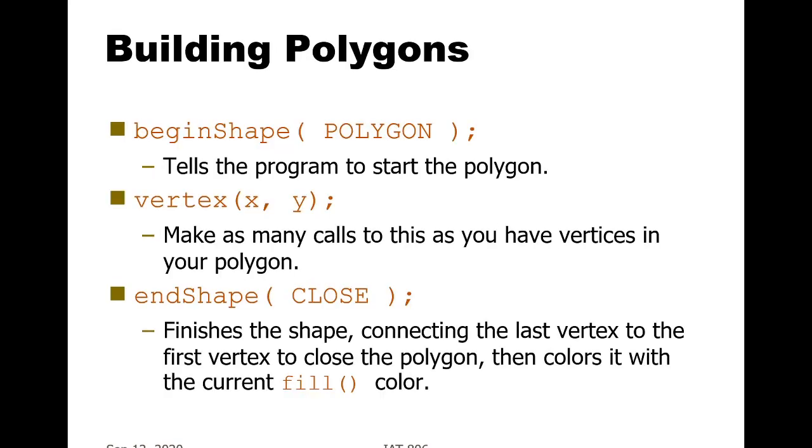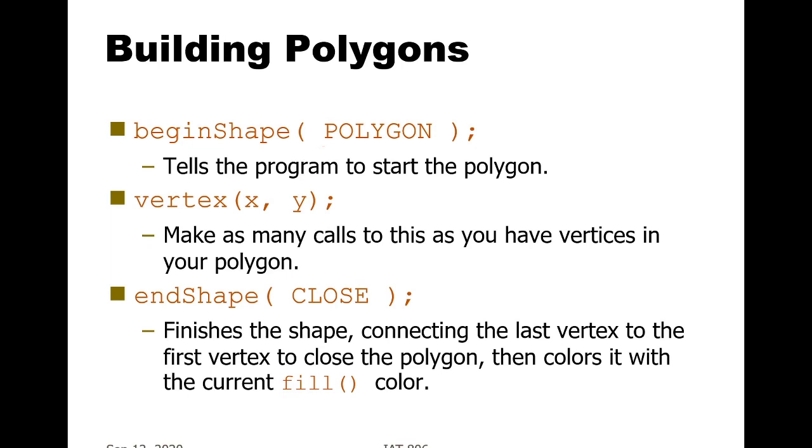So first, let's start with building polygons. That means we need to issue a command to Processing's graphics system that says there's a polygon coming. We do that by calling the method beginShape. beginShape takes a number of possible arguments, and behind the scenes these are essentially constant values, and that's why they're spelled with all capitals here. The value that we will use for a polygon is, surprise, POLYGON. This tells Processing to start a polygon.